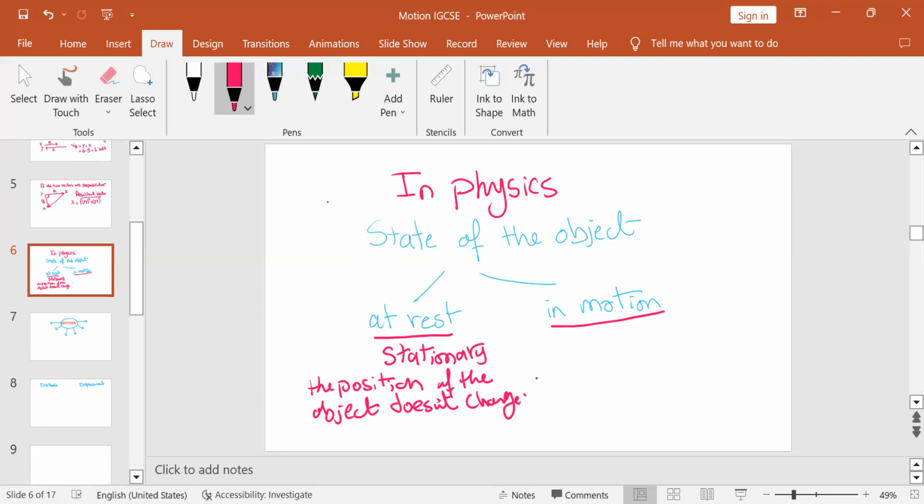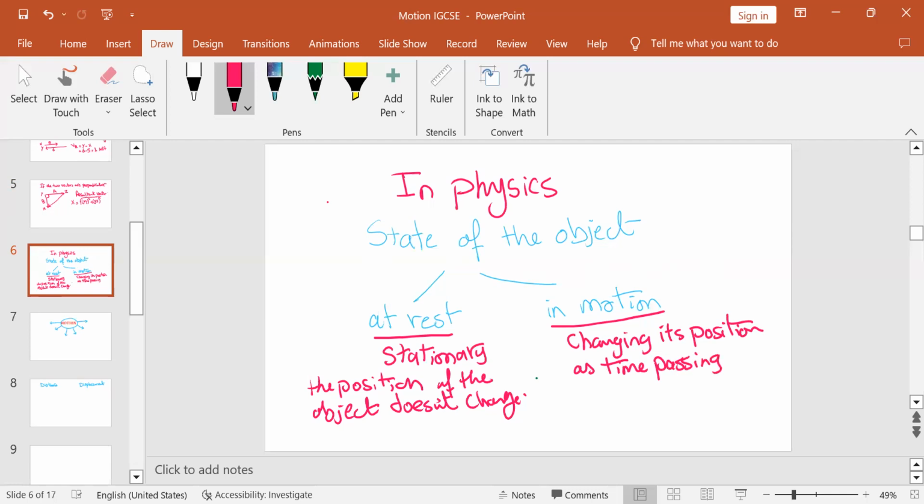Okay, so the opposite of at rest, the object will be in motion, right? What does it mean the object is in motion? That the object is moving. Okay, it means that it's changing its position as time passes.